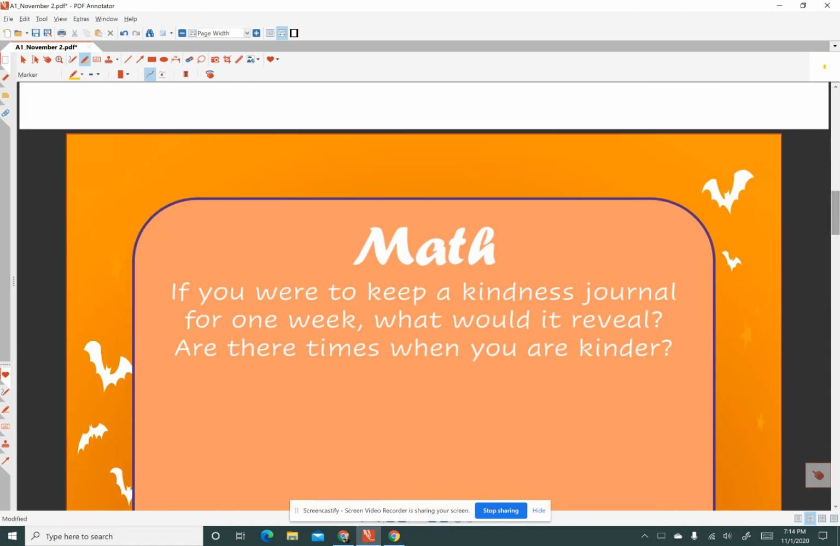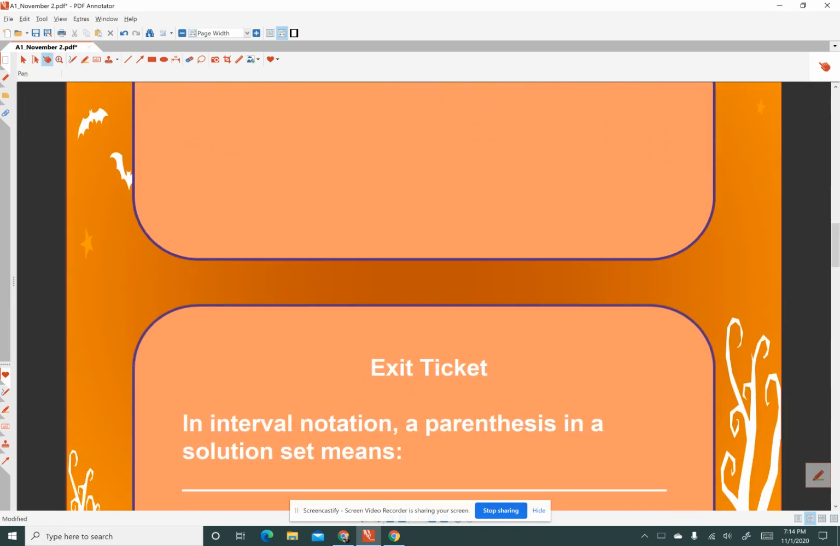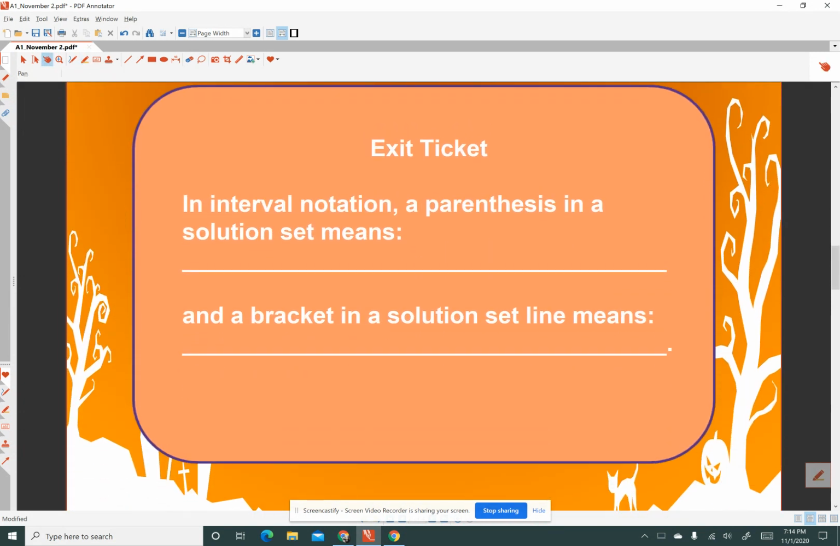This was our do now, talking about keeping a kindness journal. And here is our exit, which asks, in interval notation, a parentheses in a solution set means what? And a bracket in a solution set means what? Let's get to the problems.